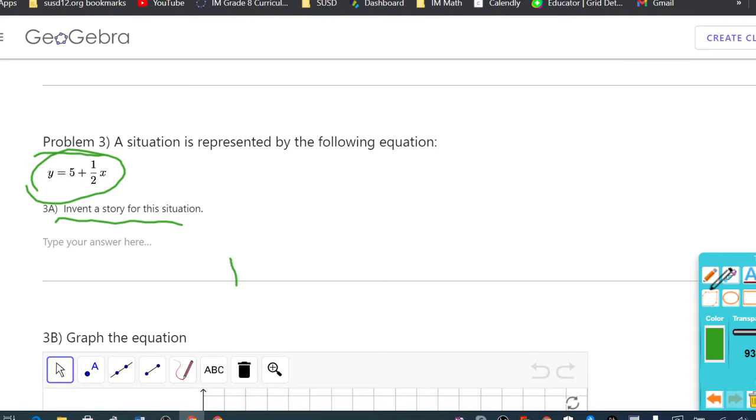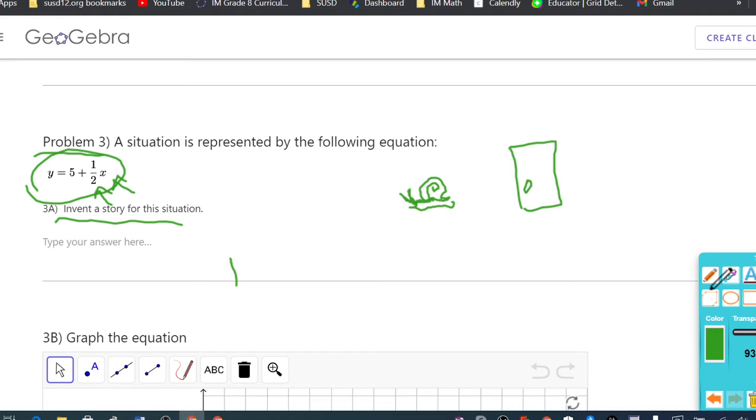Okay, I have a story for this situation. I was trying to think, well, what has a rate of 1/2 of something else? And I thought, a snail. A snail moves at about 1/2 an inch per minute, maybe, something like that. So here's a picture of a snail. This snail was outside of my house.